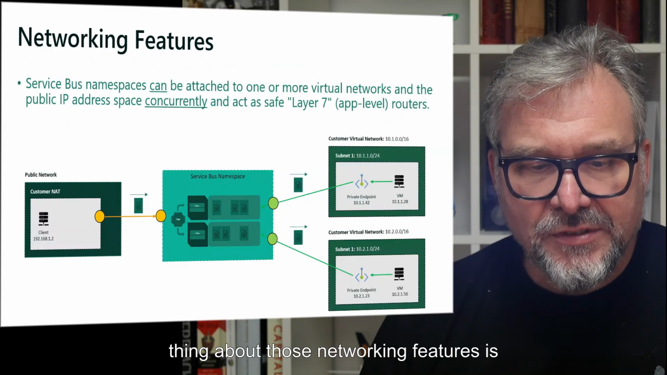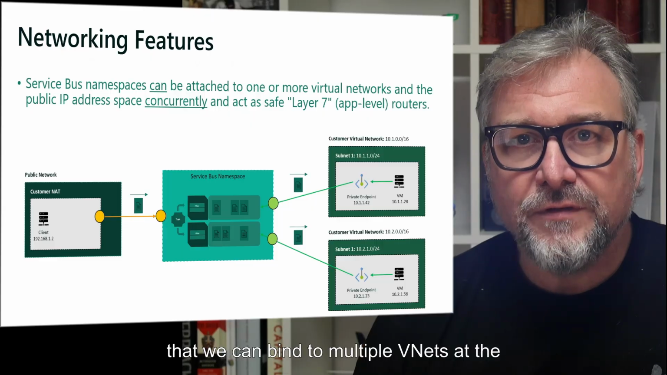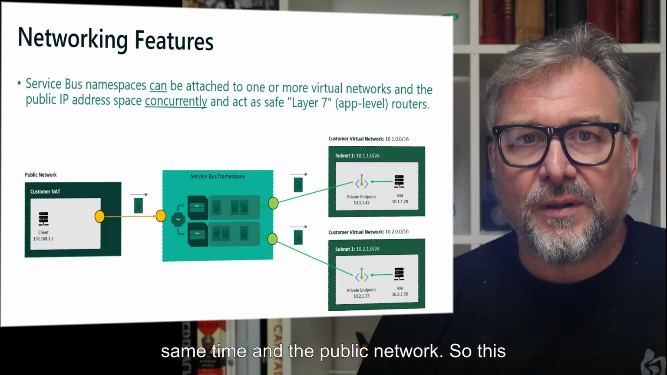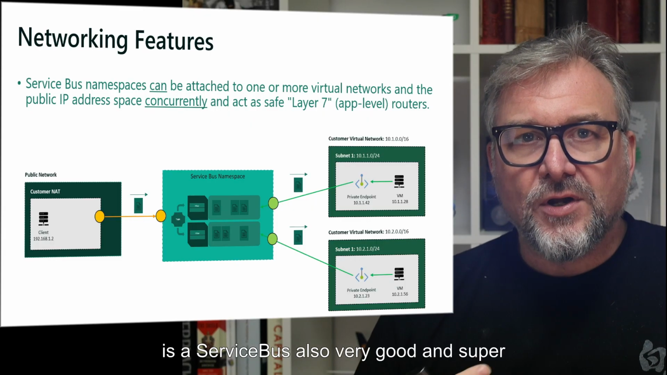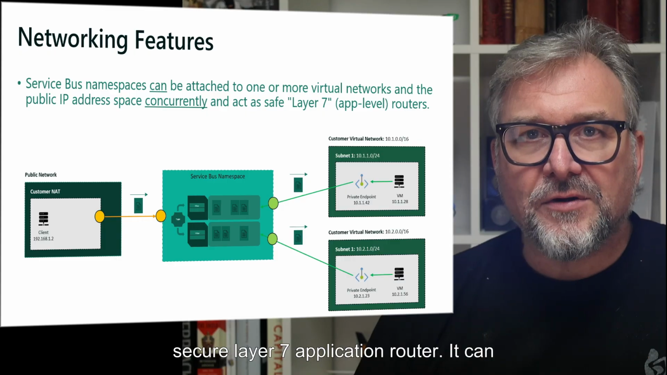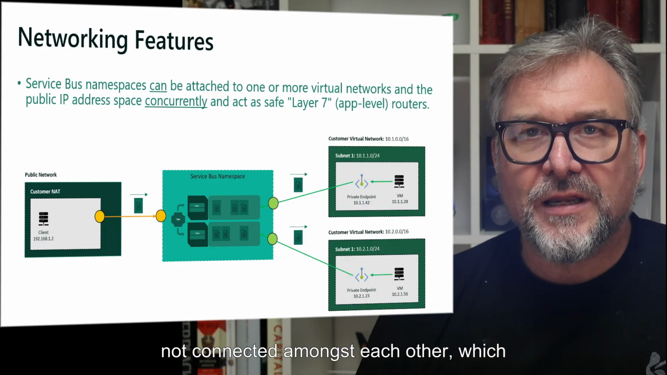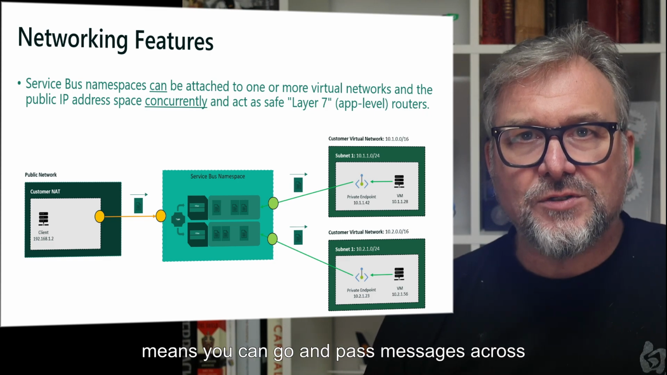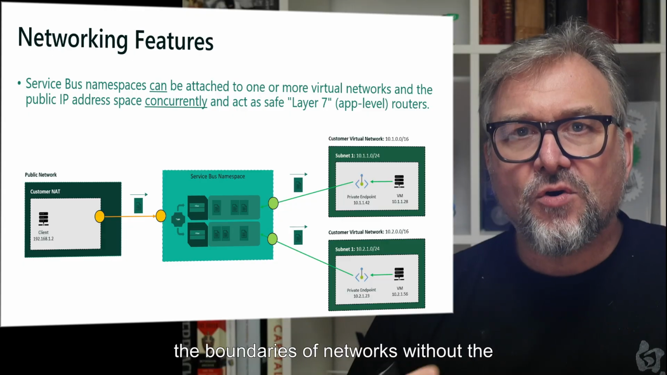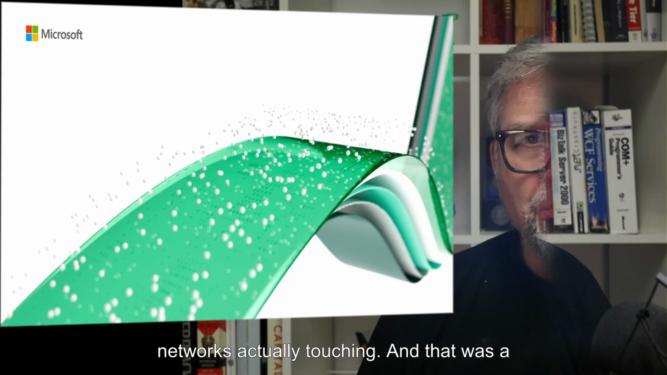The nice thing about those networking features is that we can bind to multiple VNets at the same time and the public network. So Service Bus is also a very good and super secure layer 7 application router. It can see all networks, but those networks are not connected to each other, which means you can pass messages across the boundaries of networks without the networks actually touching.